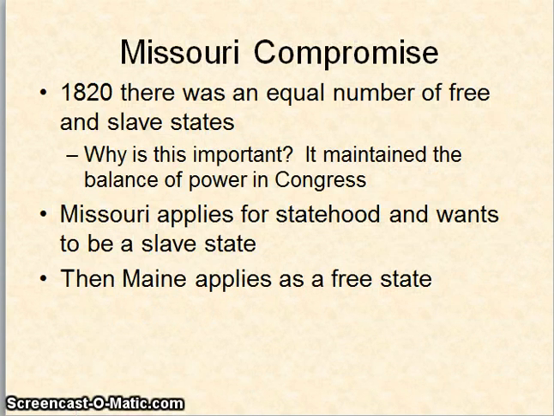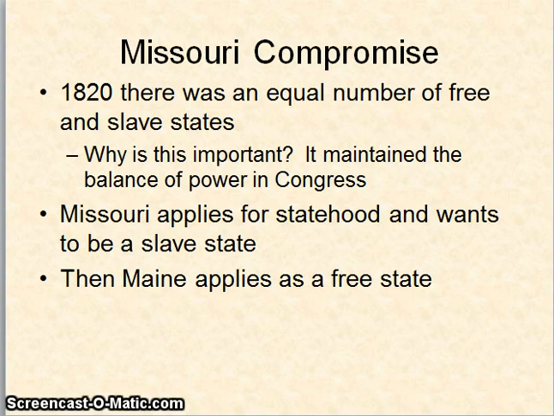The next thing that's going to go on is the Missouri Compromise. Missouri is a southern state, or at least it wants to be a southern state, and that means it wants slavery. When you look at Missouri, it had plantations, so they wanted slave labor on their plantations.